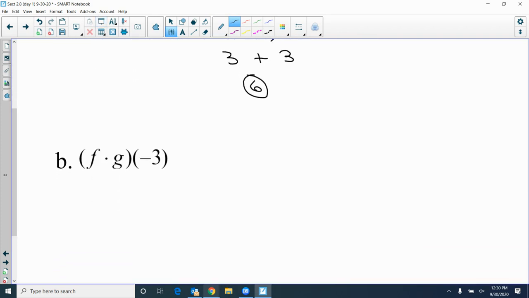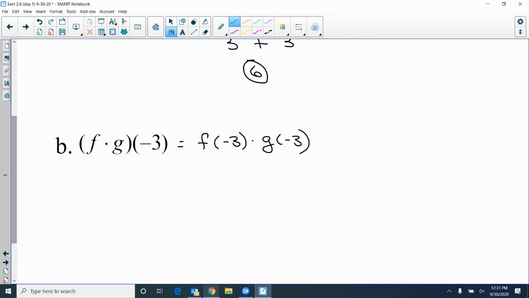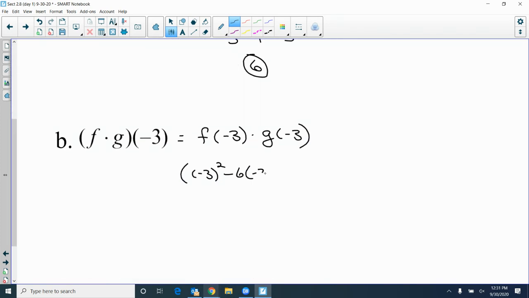All right, part B. F times G of negative 3. Okay, F times G of negative 3. And that is going to be F of negative 3 times G of negative 3. And so that is going to be negative 3 squared, and then minus 6 times negative 3 plus 8. So take that answer times G of negative 3, which is negative 3 minus 2. All right, see what you come up with.